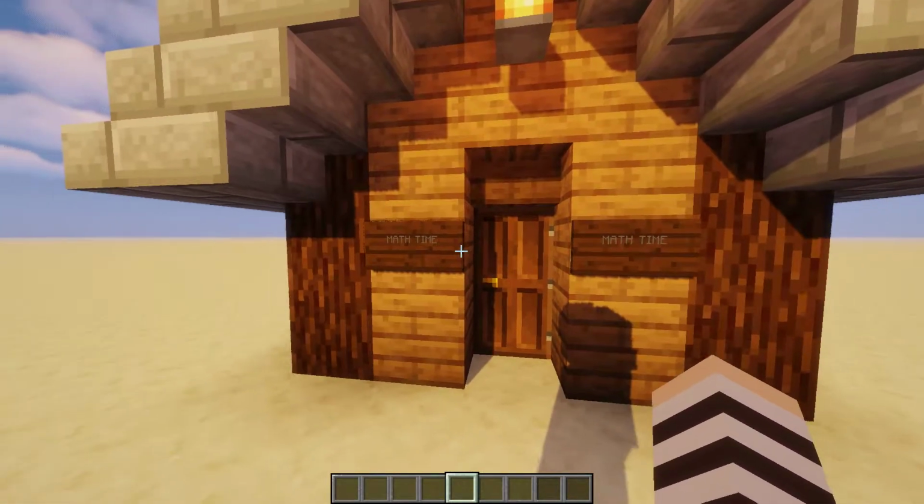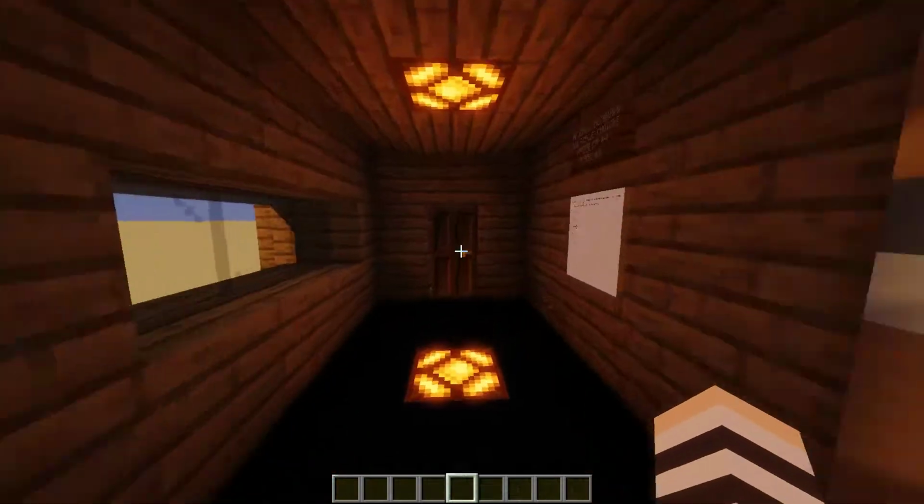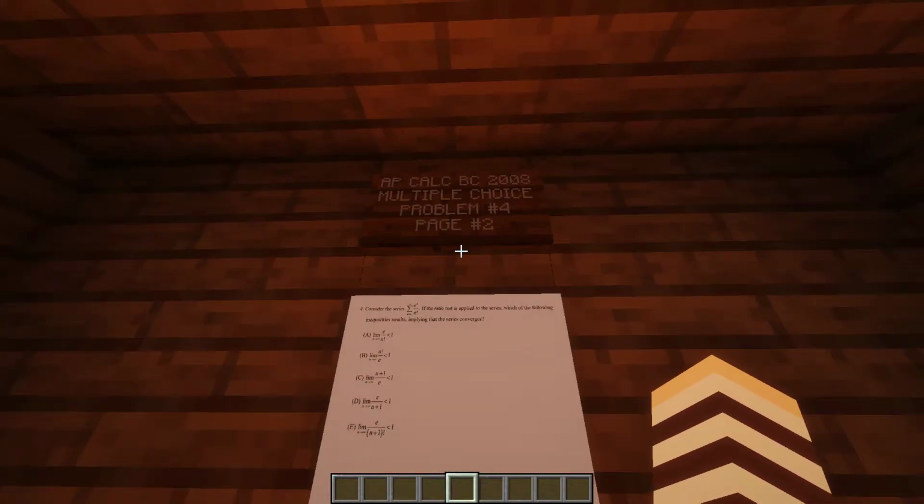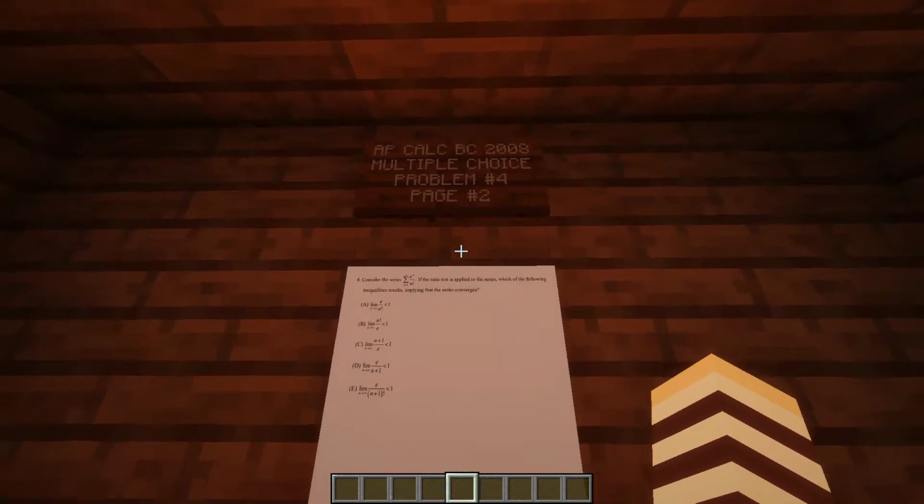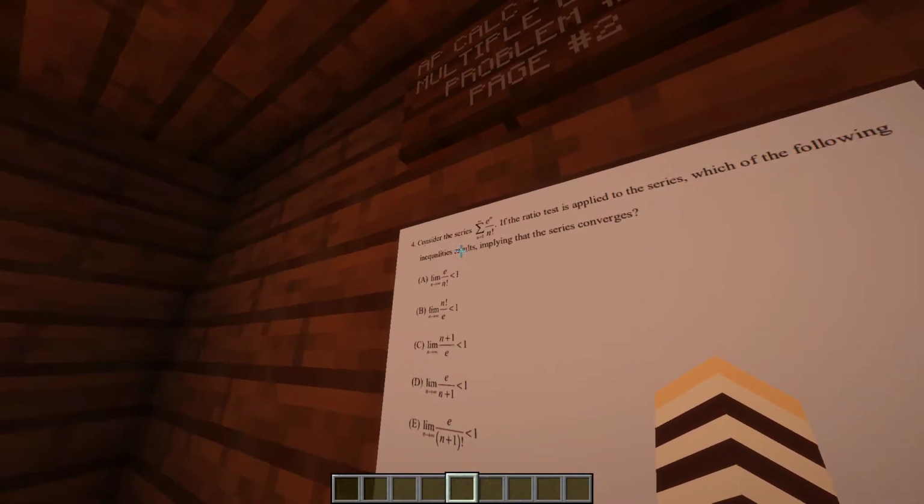So as you can see, it's math time. Let's dive right in. Today I'm doing the AP Calc BC 2008 multiple choice problem number 4, which happens to be on page number 2.